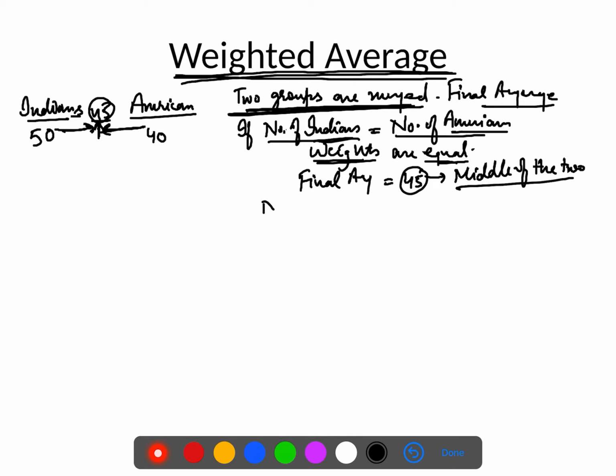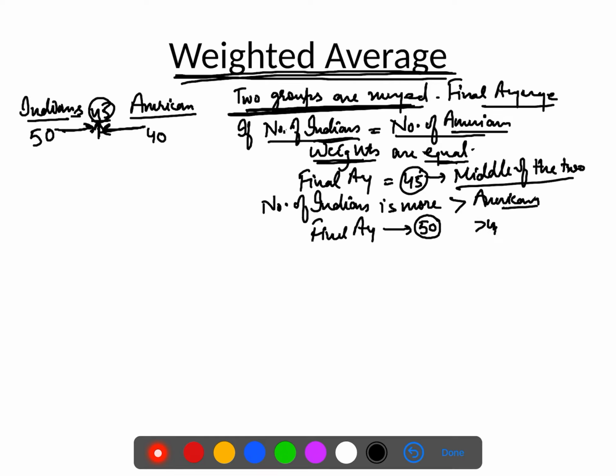Now let's say the number of Indians is more as compared to the number of Americans. Imagine in a weighing pan, if we have more weight in one pan, the needle, or the final average here, will shift towards that pan. That means the average will become more than 45. So from the midpoint 45, it will shift towards 50. So it will be more.